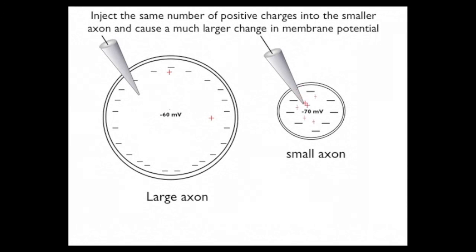Now watch what happens. I inject the same number of positive charges in, but I can negate so many more because there are just fewer to negate. And as a consequence of that, the same number of charges depolarizes the axon by a much larger amount. In this case, I made up the number 40 millivolts. But the point is, for the same number of charges, because the larger axon has a larger capacitance, that is, it takes more charges to change the membrane potential by a millivolt than a smaller axon does, because the smaller axon has a smaller capacitance. That's the major point.